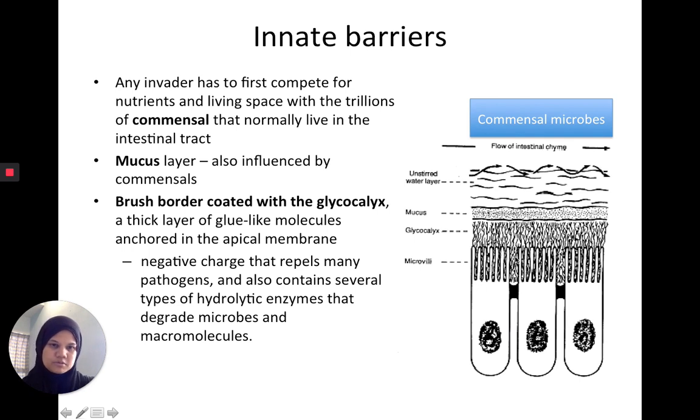I think this picture can show you an image quite nicely. So you've got the enterocytes, the microvilli, the glycocalyx. On top of that, you've got the mucus layer, any unstirred water layer, and then you'll have the commensals floating somewhere here, or anchoring here, preventing the entry of any other pathogens. So these structures together are trying to repel any pathogens, or if they also have hydrolytic enzymes, they can also degrade any microbes or toxins made by the microbes.